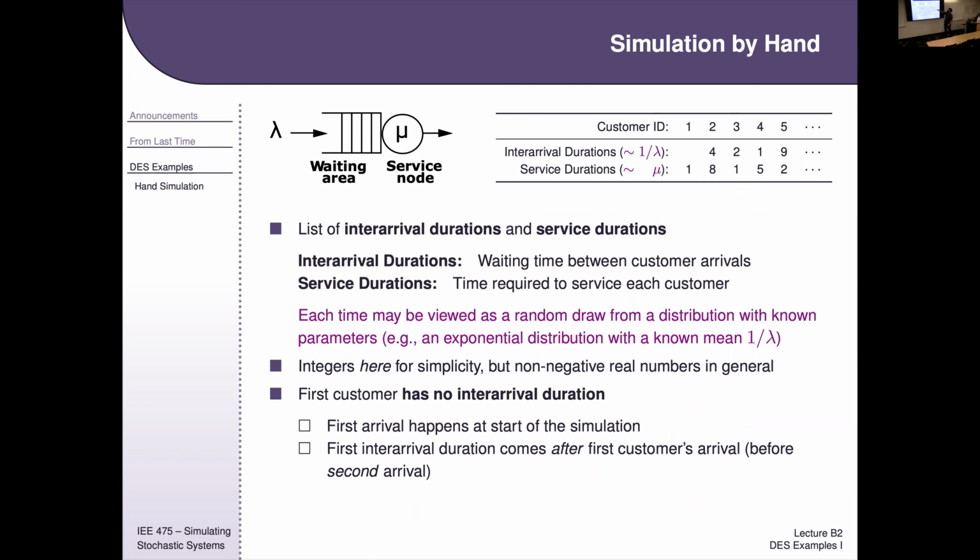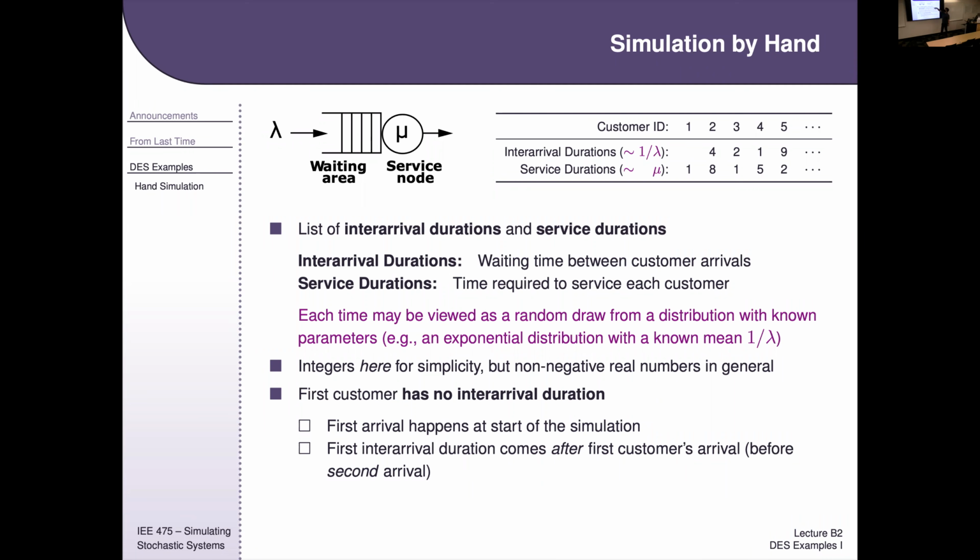All right, so this is your homework problem, basically. I give you up in the top right-hand corner a list of interarrival durations. So between customer 1 and 2, there's going to be 4 minutes or whatever. Between 2 and 3, there'll be 2 minutes, and so on. In practice, these things will not be integers. They'll be real numbers. But for simplicity, in the hand simulation, we make them integers.